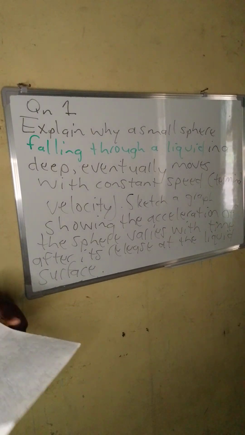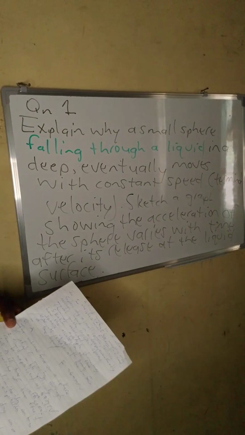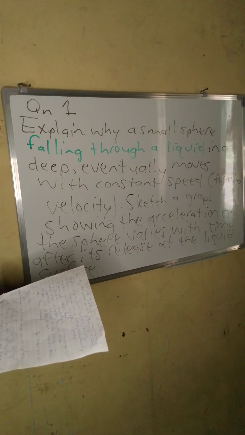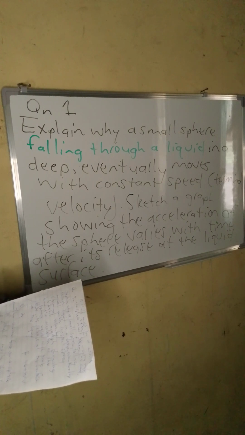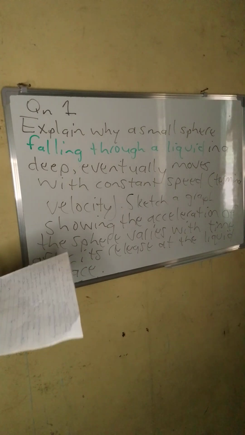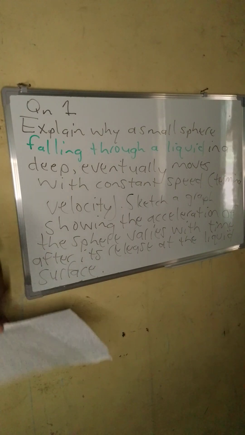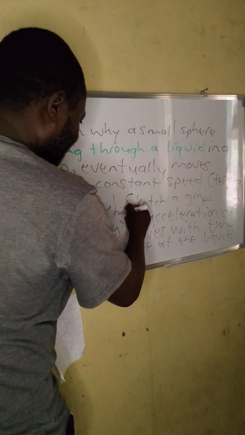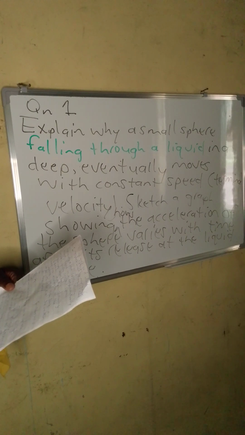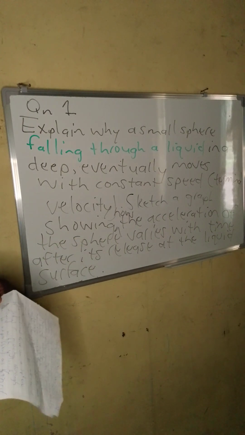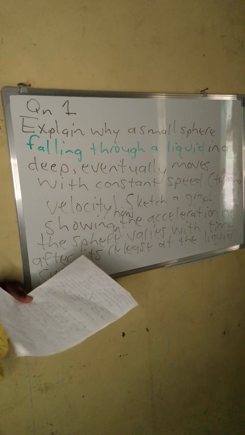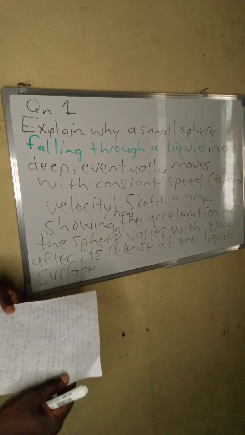Going back to the question: explain why a small sphere falling through a liquid in a tube eventually moves with constant speed, also known as terminal velocity. Sketch a graph showing how the acceleration of the sphere varies with time after its release at the surface of the liquid.